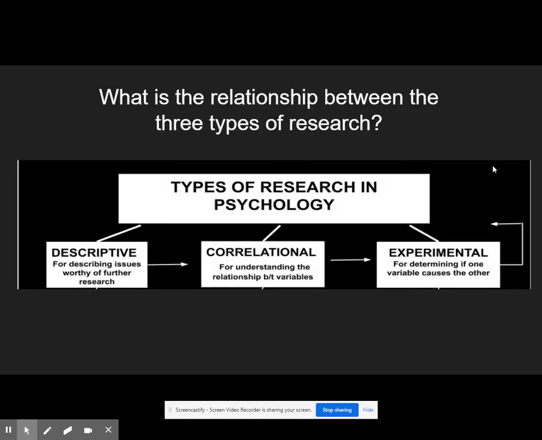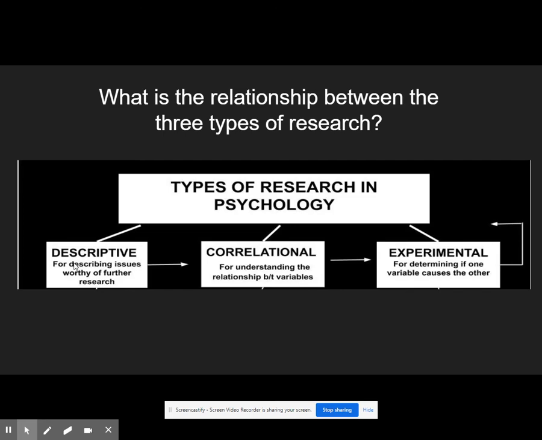Okay, so let's start off with research in general. What's the relationship between these three types of research? You'll notice that I created some arrows here that loop back around. Generally speaking, whenever we're looking at something we want to study in psychology, we start with a descriptive study. What we start with is trying to describe an issue that's worthy of further research. So we're not trying to draw any conclusions, we're not trying to determine causality, and we're not trying to determine relationships. We're just trying to see, is there even something here to investigate?